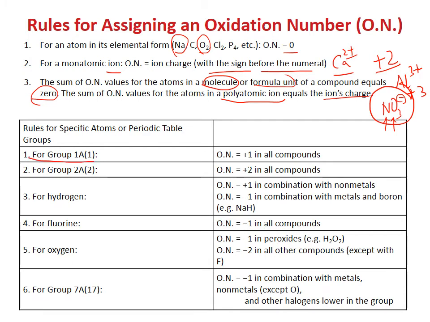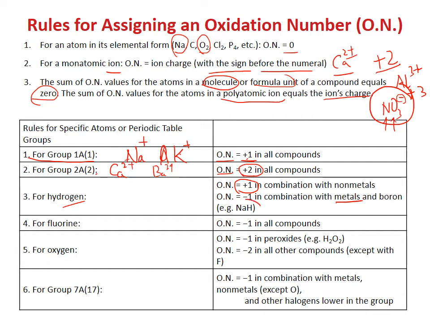Group 1, because the charge is plus, so sodium plus, potassium plus, and therefore the oxidation number must be +1. For group 2, as I showed already, calcium 2+, beryllium 2+, so the oxidation number must be +2. So group 1 is +1, group 2 is +2. And hydrogen is similar to sodium and potassium. It's also +1 in combination with non-metals. But if combined with metals, then it's different.